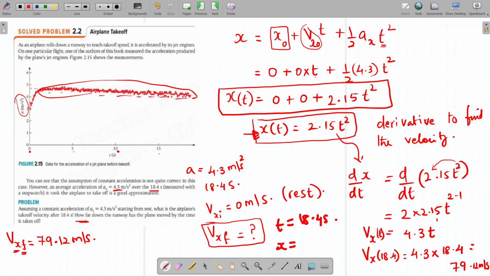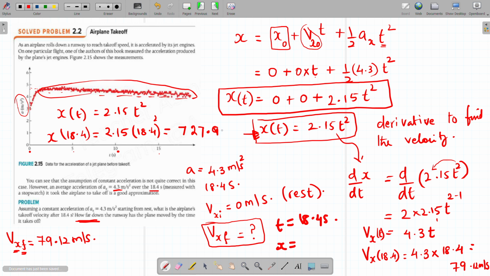Using this, we can find the second answer, that is how far down the runway the plane has moved by the time it takes off. So x of t is equal to 2.15 t squared. The time is 18.4. At this time, what is the distance? 2.15 times 18.4 squared. The answer is 727.9 meters. 727.9 meters of distance is needed for the flight to take off.